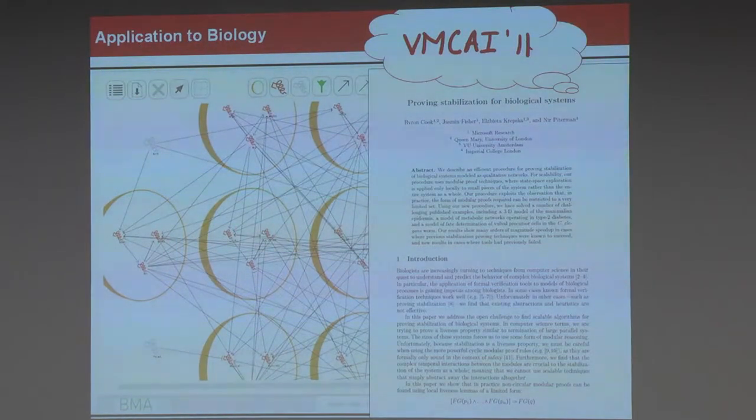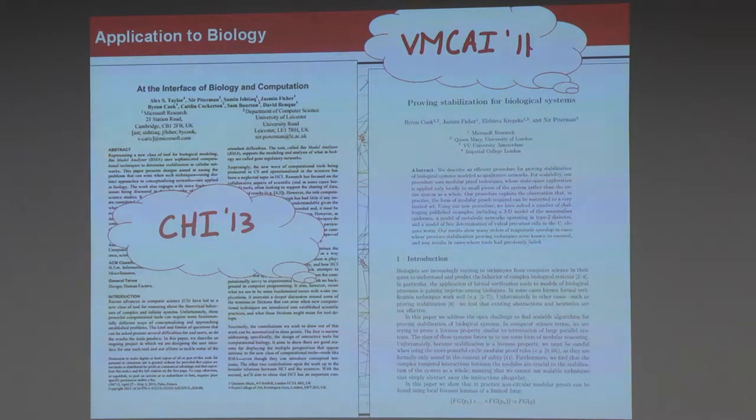Again, a liveness property, which in effect is termination. What's difficult about this setting is that biologists are not computer programmers, so they're not interested in mathematics or logic. So when you find a proof and you want to try and communicate the proof back to the biologists, they don't really understand what you're talking about.